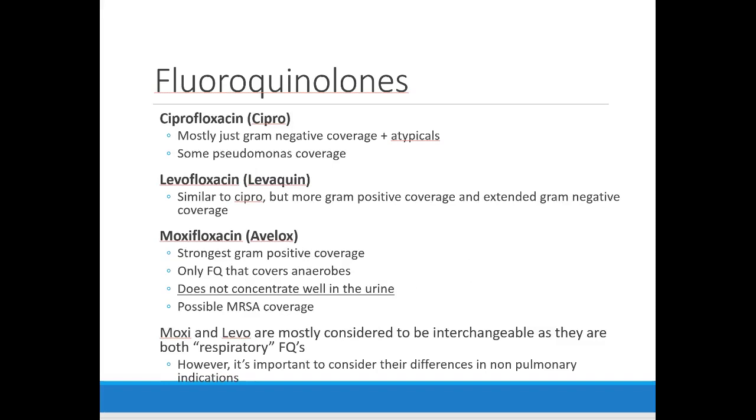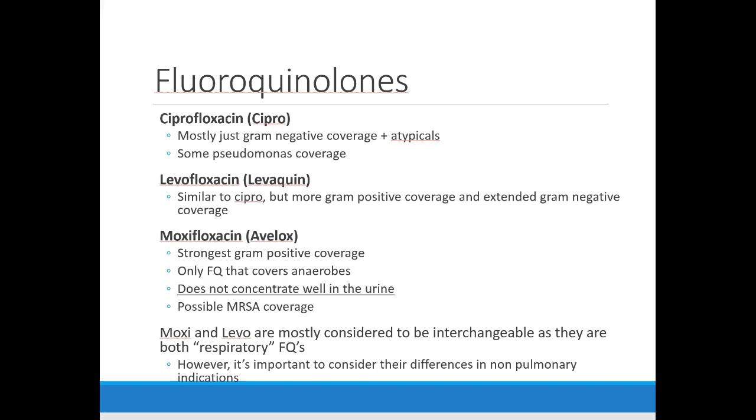So again, Cipro, Levaquin, and Avelox are the three drugs here. Differences in spectrum: Cipro is mostly just gram-negative coverage plus some atypicals. It also has some pseudomonal coverage. Levaquin does everything Cipro does, plus it has better gram-positive coverage. And moxifloxacin has MRSA coverage, plus it covers some anaerobic pathogens.